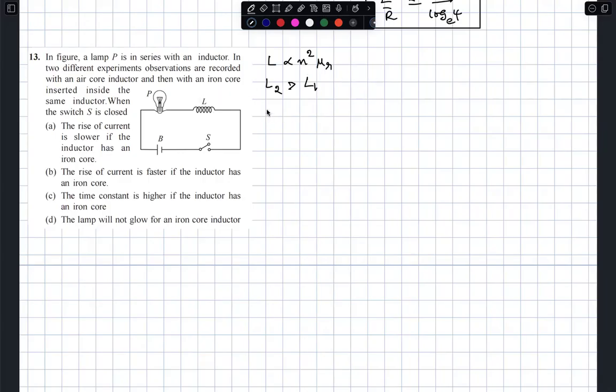One more important point, time constant. Tau 1 is L1 by R. Tau 2 is L2 by R. Clearly, tau 2 is greater than tau 1. So, what is the role of the inductor? I'll explain.